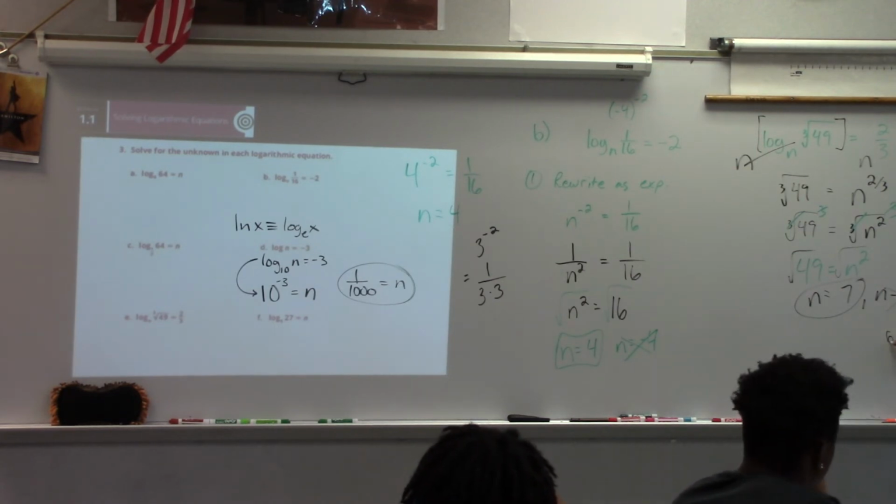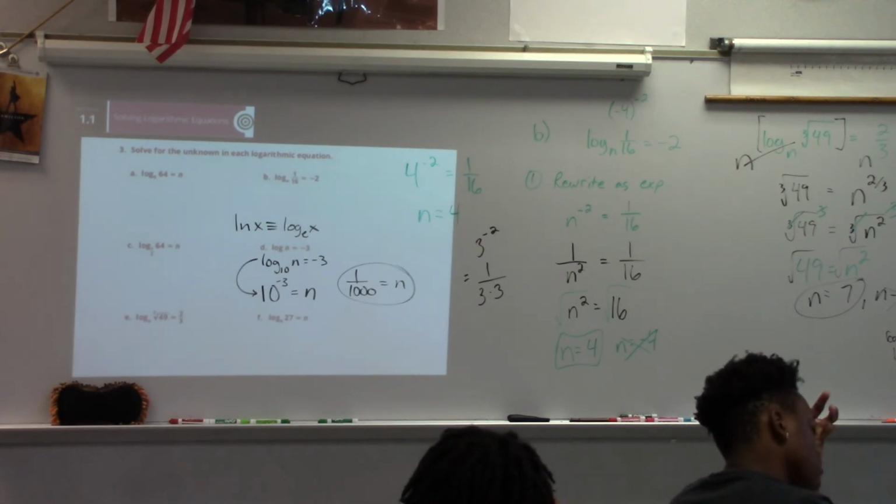Alright, so the base of a log cannot equal a negative. Or you could say the base of a log is greater than 0.